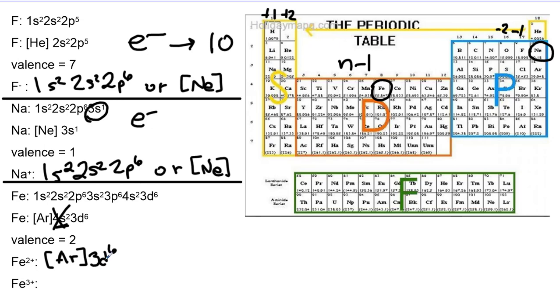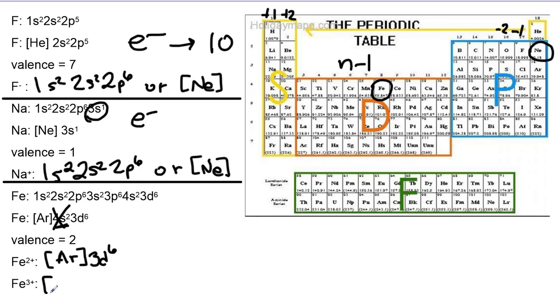That means that your shorthand, just for sake of time, is going to be argon with only 3d6 left over. So that iron should have a total of 26 electrons when neutral. If it forms a +2 charge, it should have 24 electrons. So to double check that, you can say argon, which is 18, plus 6 gives you 24, which makes sense for the number of electrons you would have in a +2 iron cation.